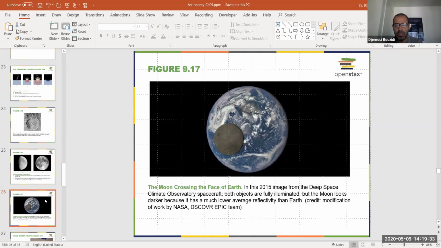So this is a side-by-side picture of both the brightness of the moon and that of the Earth, if we're looking at them from a distance from somewhere. Okay, the moon will appear less bright than the Earth, and both of them are actually reflecting light from the sun.